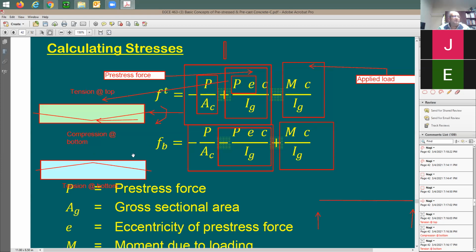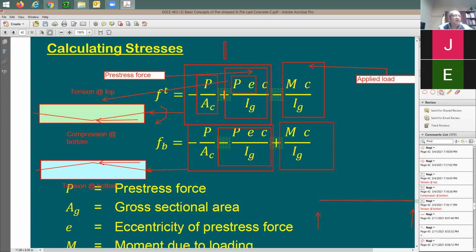Because look what happened here. Here's the force. It's going to be right here. Eccentricity is going to be the distance from this end of the beam to this center point.